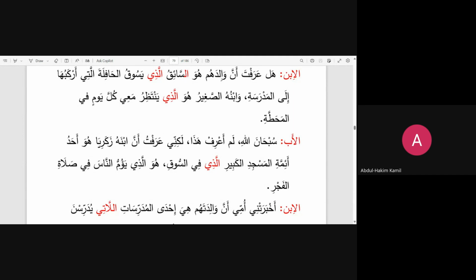Don't say lam, it's lam. Subhanallah lam a'rif hadha. Lakinni araftu. Okay. Lakin is from the words that have an aleph that you don't write. It's lakin, but you don't write the aleph.